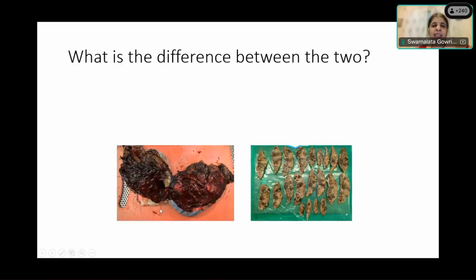So here is a tissue on the left and here is a tissue on the right. And the question is simple.